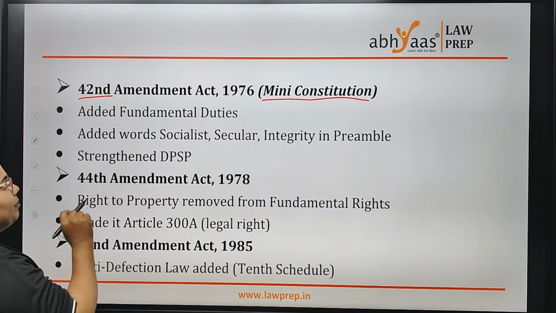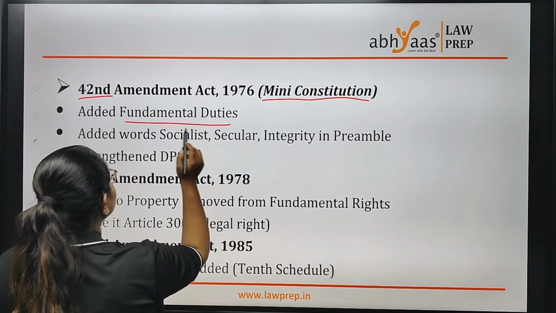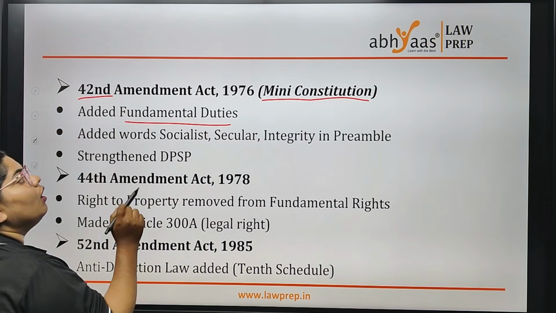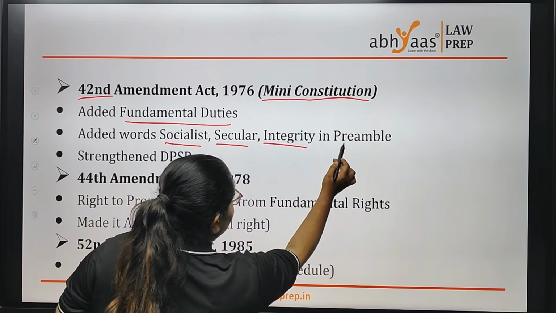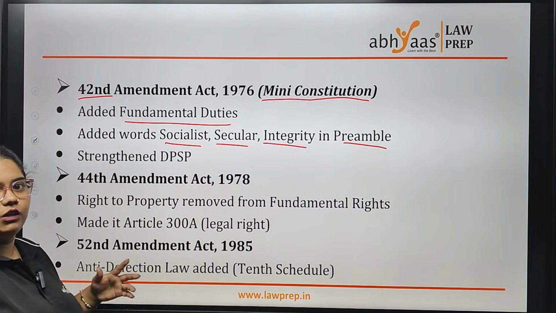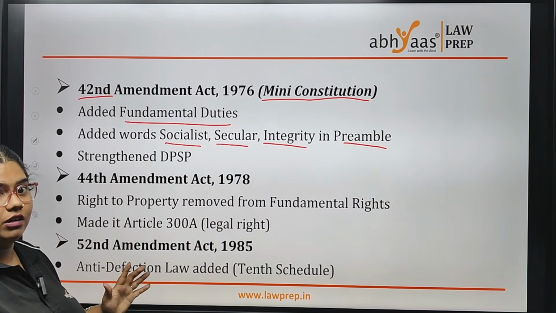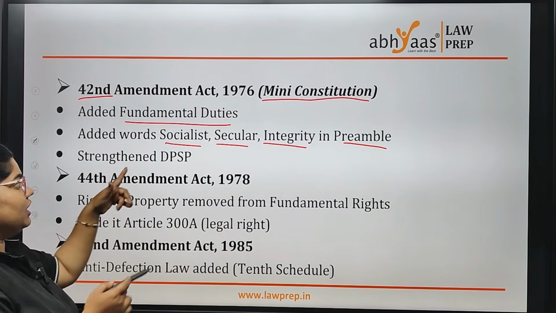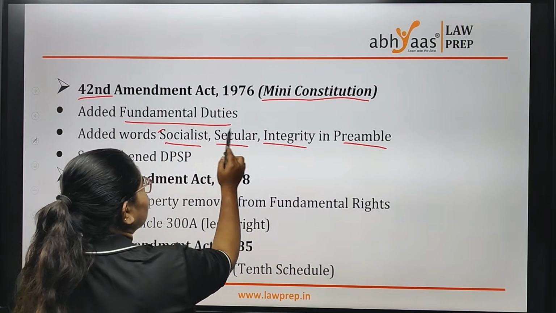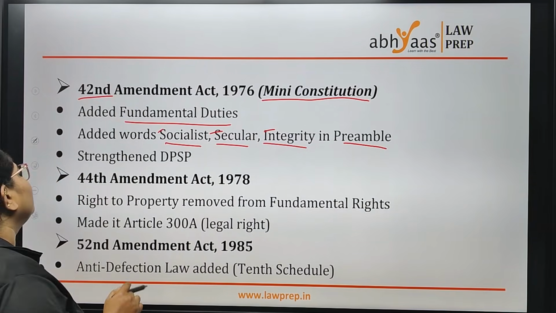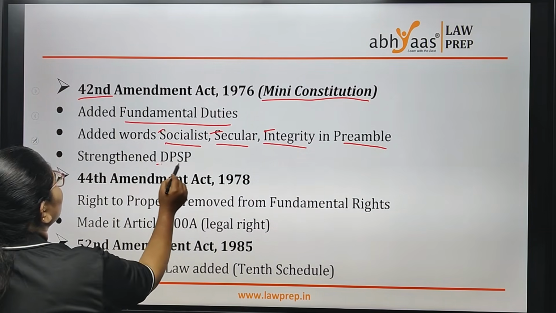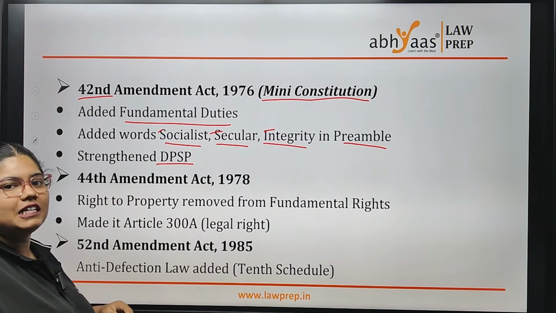In your 42nd amendment, we have added fundamental duties. We have added the words socialist, secular, integrity in our Preamble. If you remember, we have studied the Preamble already in the previous video. So these three words, socialist, secular and integrity, were added by the 42nd amendment, and it also strengthens your DPSP.